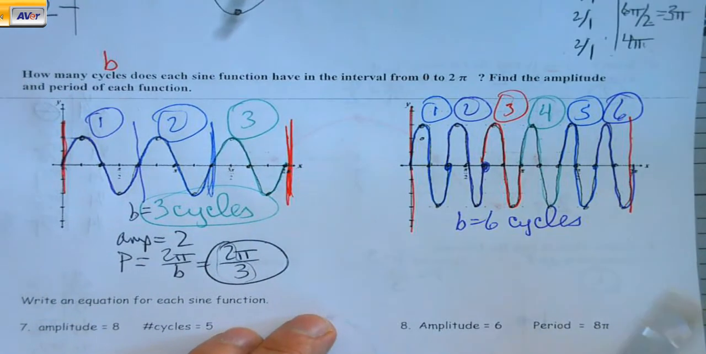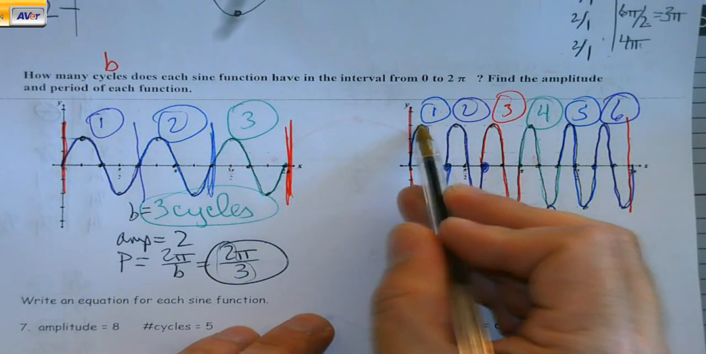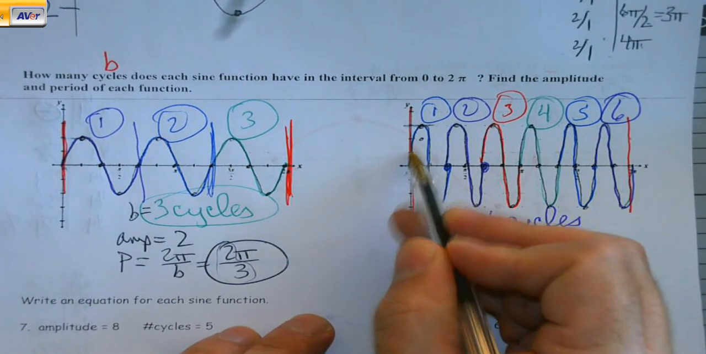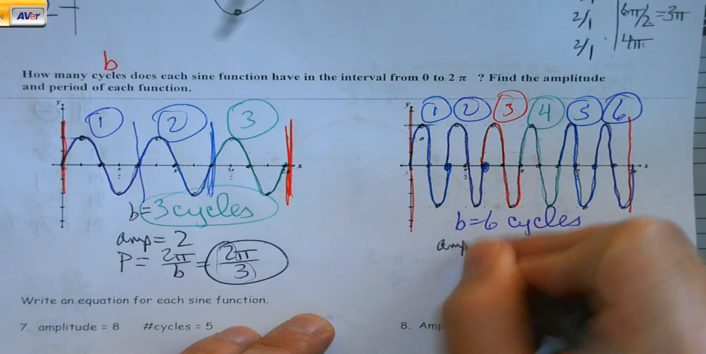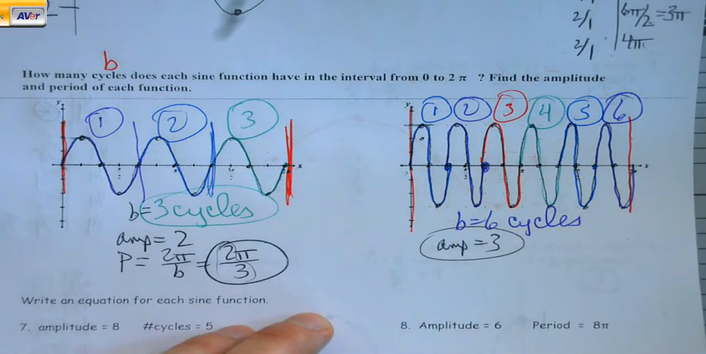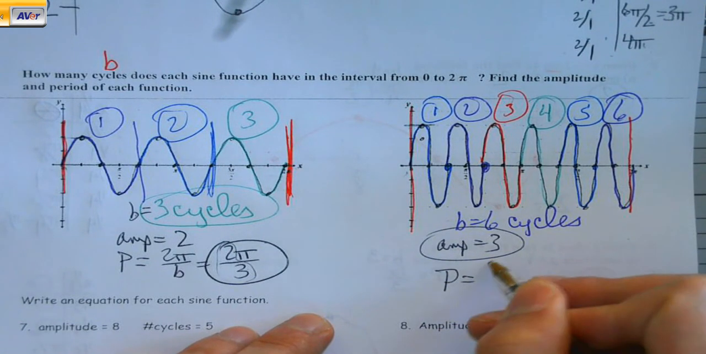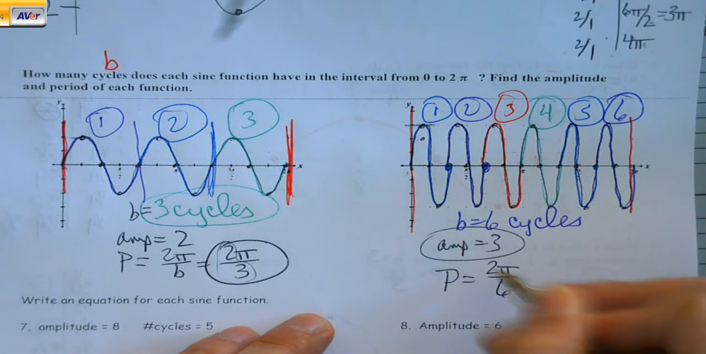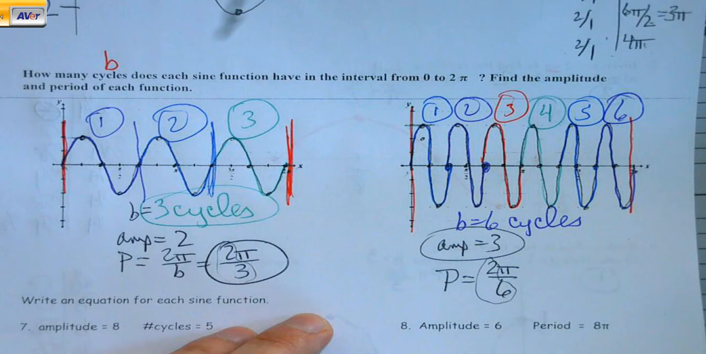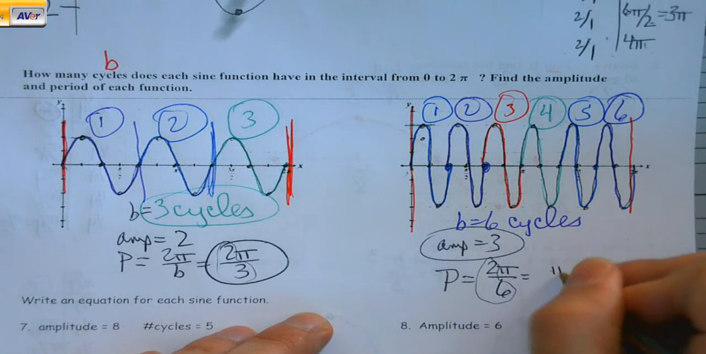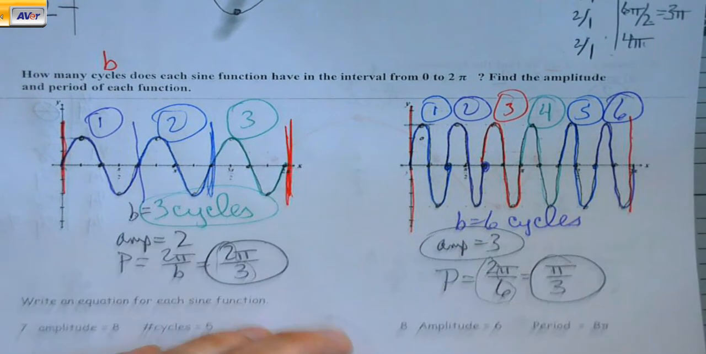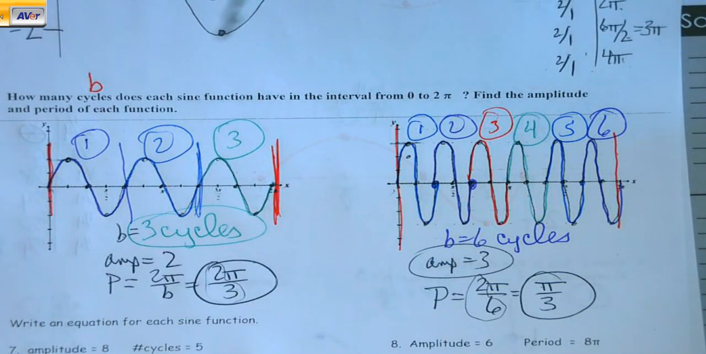My amplitude, there's my high point. 1, 2, 3. And my period is 2 pi over b. But again, if the fractional part, not pi, don't put pi in, reduces, and this time it does, I need to do that reducing and get that set.